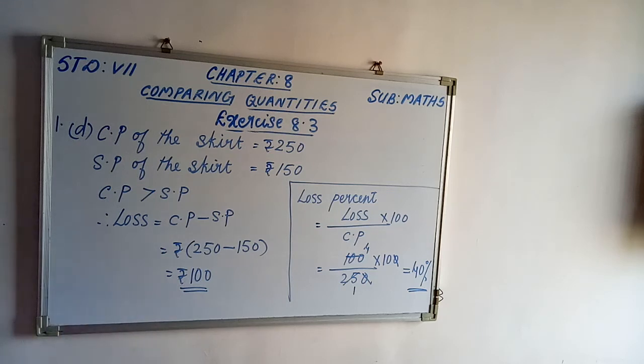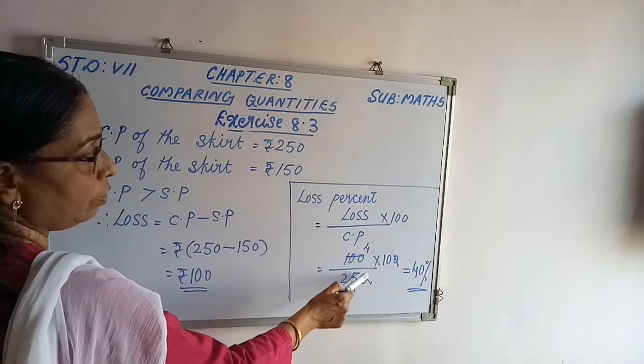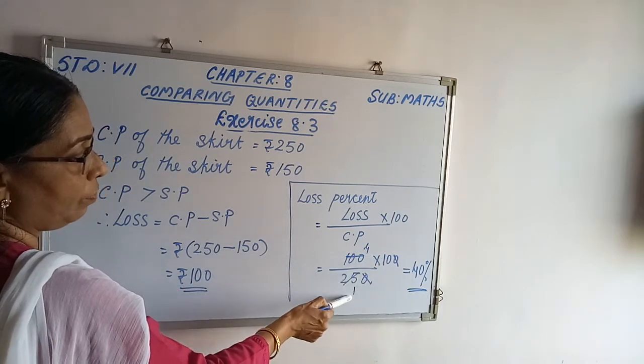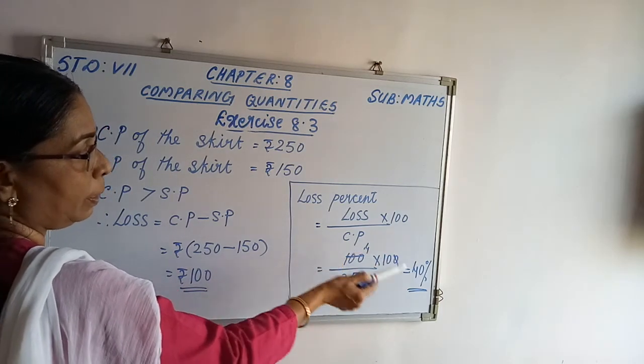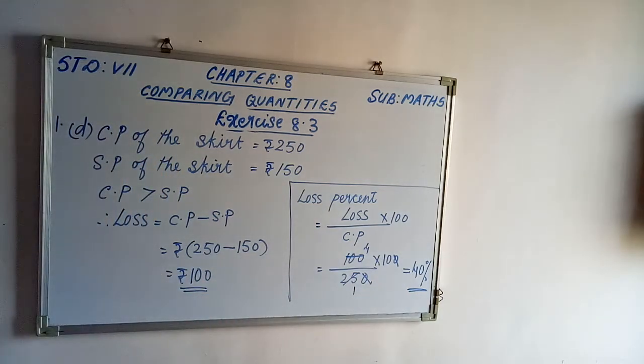Then loss percent equals loss upon cost price multiplied by 100. Then 100 upon 250 multiplied by 100. 1 0 cancel. 25 ones are 25, 25 fours are 100. Then 4 into 10, 40. So the loss percent, it is 40%. Is that clear?